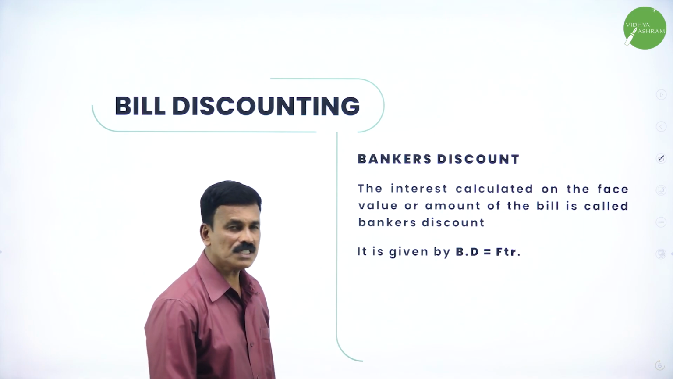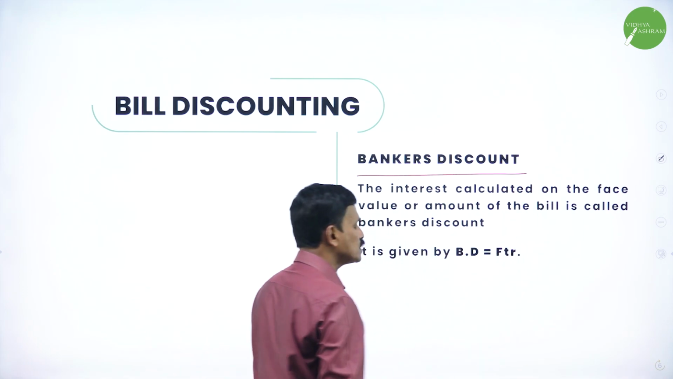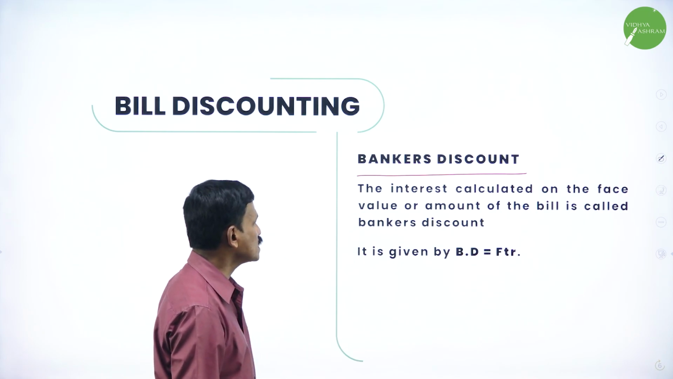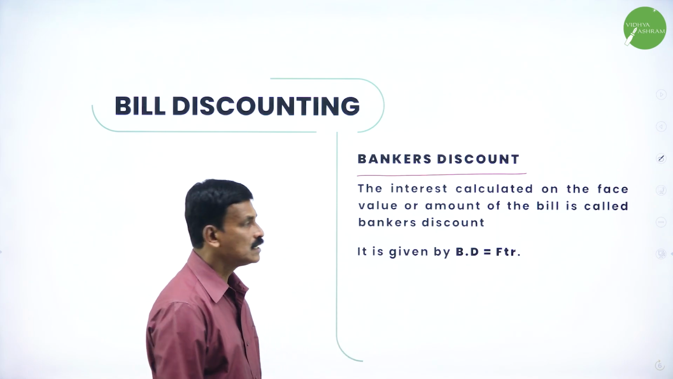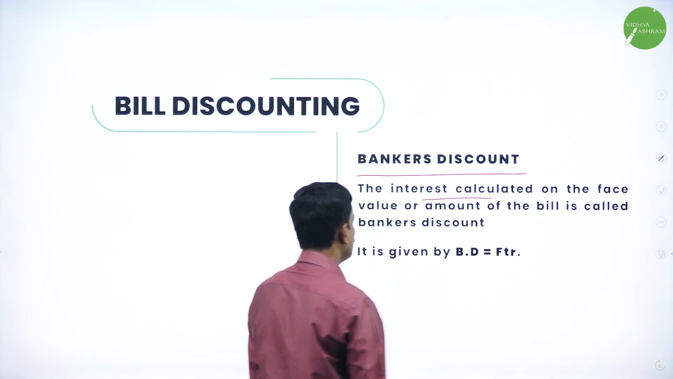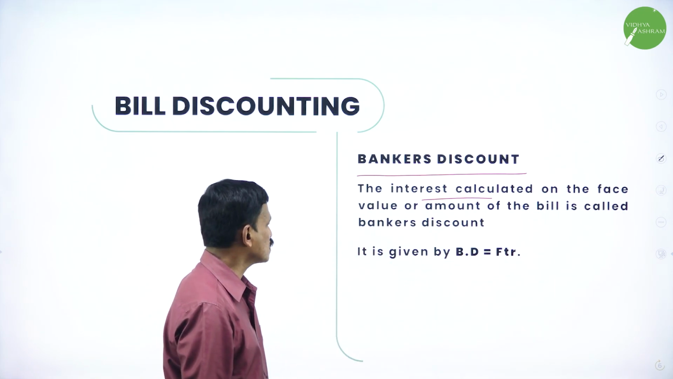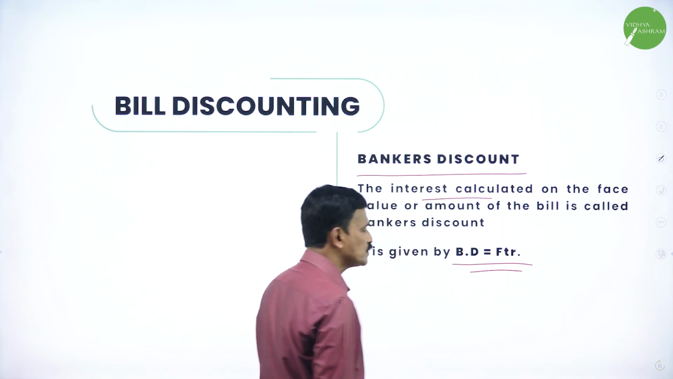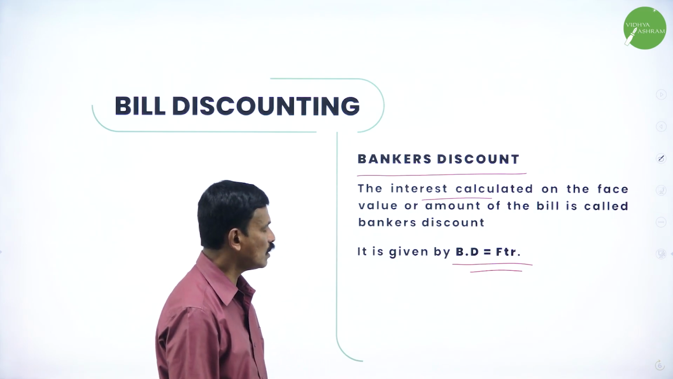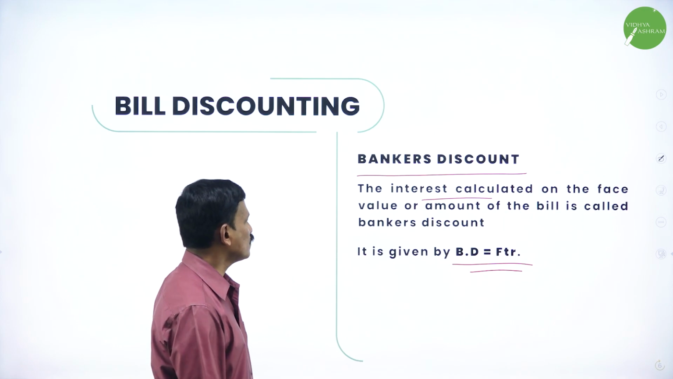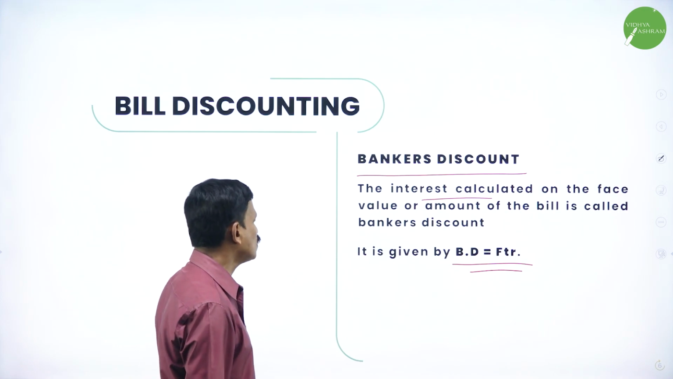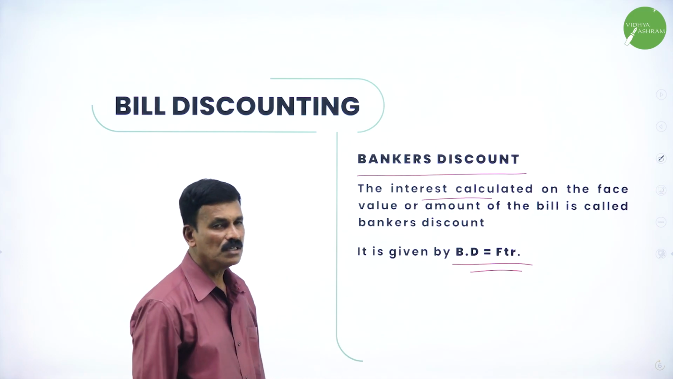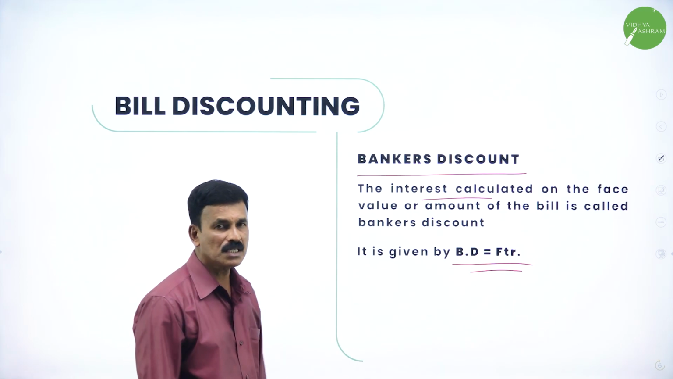Now banker's discount. What is banker's discount? Banker's discount means the interest calculated on the face value or the amount of the bill is called the banker's discount, and it is given by the banker's discount is given by F into T into R. Right? See here. So the interest calculated on the face value or amount of the bill is called the banker's discount, and that is given by the banker's discount is equal to F into T into R. F is the face value, T is the time period, and R is the rate of interest.